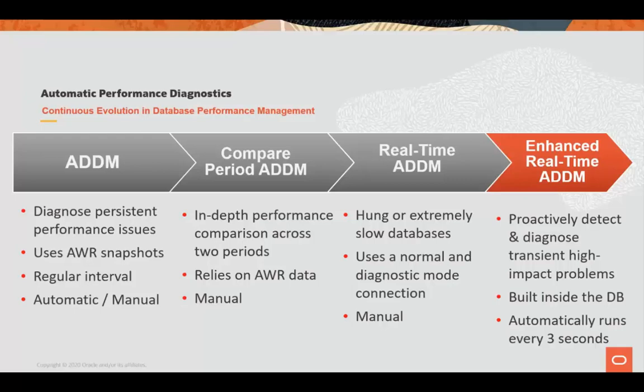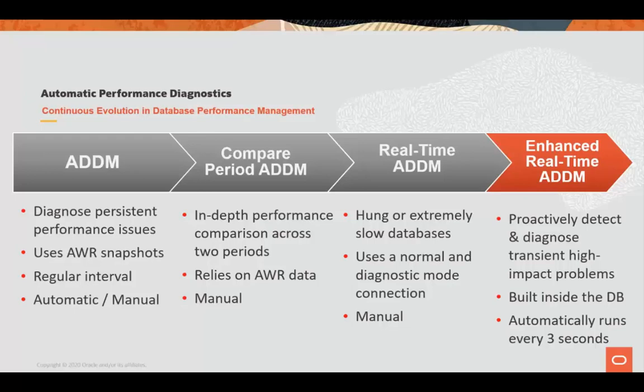and you can configure ADDM to run either automatic or manual, right? We also have the option to run a compare period ADDM that is going to provide us in-depth performance comparison across 2 periods. That means that we instruct ADDM to get one snapshot and compare that against a different snapshot. Again, it relies on AWR data, and this is a manual task that you have to manually start, okay?